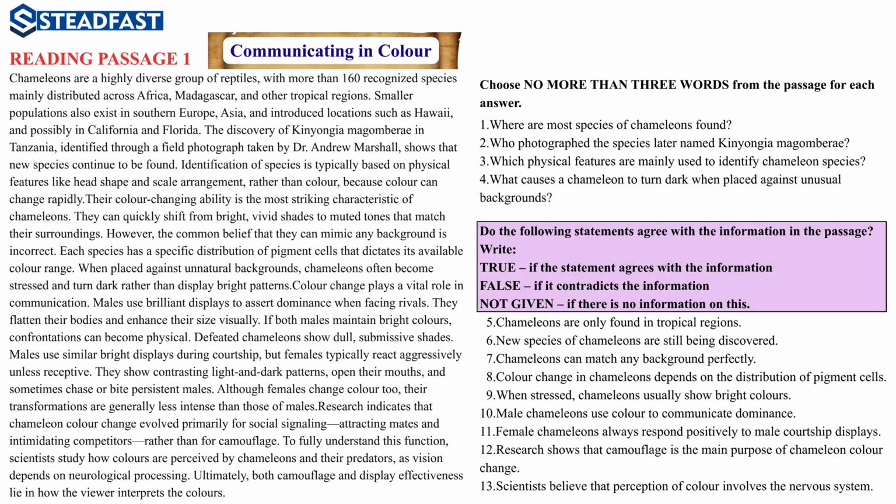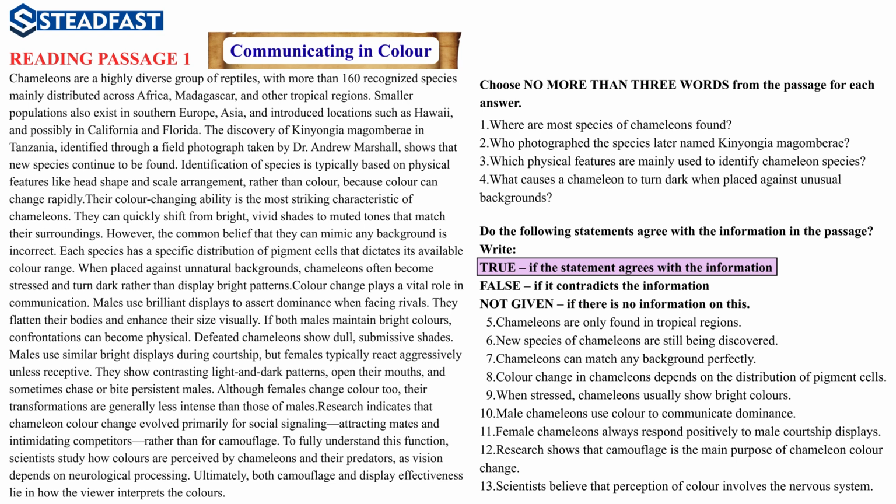And the next questions 5 to 13, you have to write true, false or not given. And the rule here is important. We have to write true when it exactly matches the passage, and we have to write false when the passage says the opposite, and we have to write not given when the passage does not answer the statement directly. Always check wording carefully. And let's go into the questions.